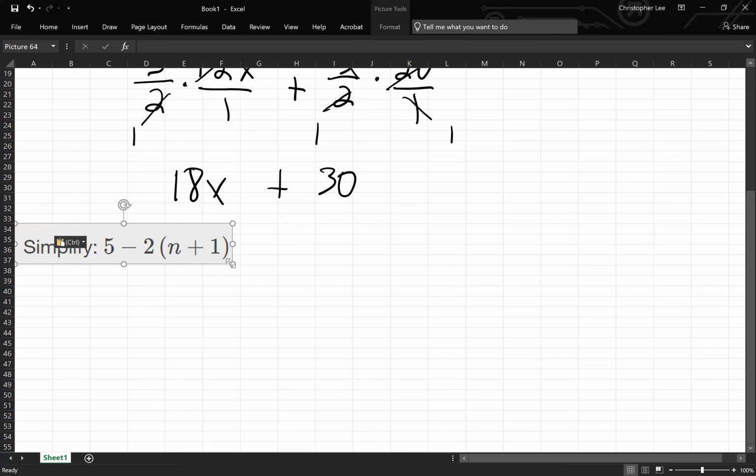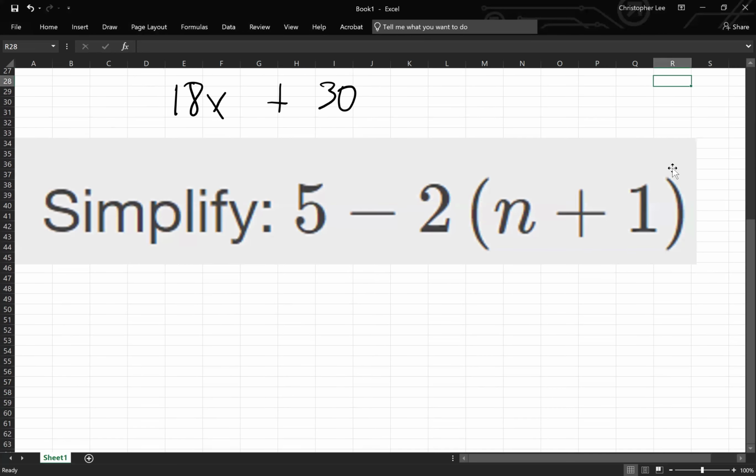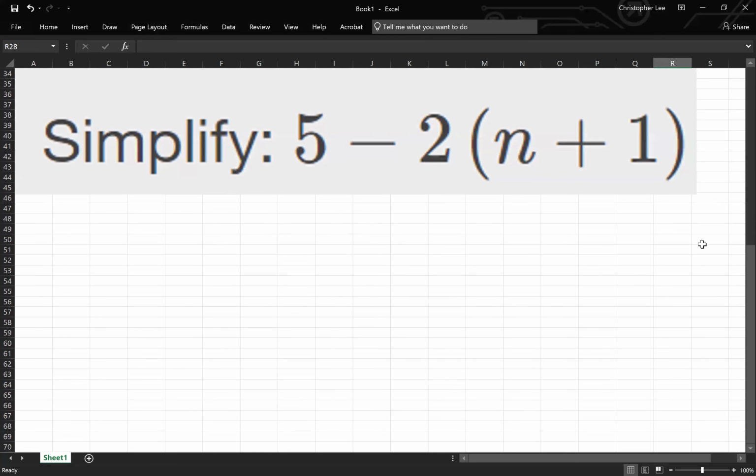How about this? I want to simplify this expression. So I have 5 minus 2 times n plus 1. What should I do first? Distributing what? Just the 2? Huh? No, can't do that. What's in front of the 2? The minus sign. That's what I'm trying to get you to say, right?